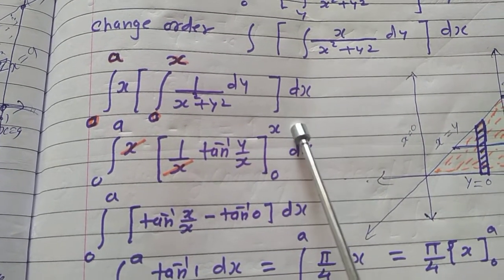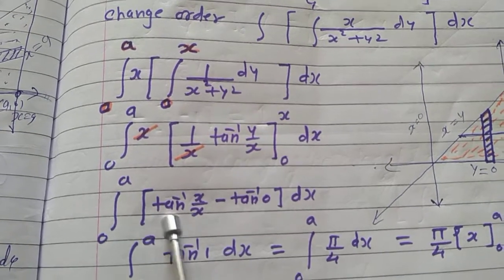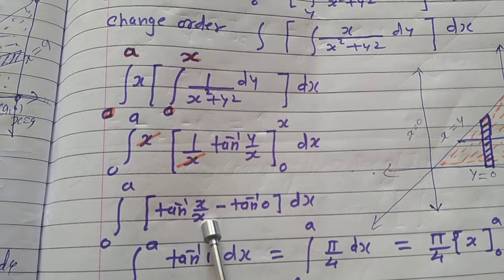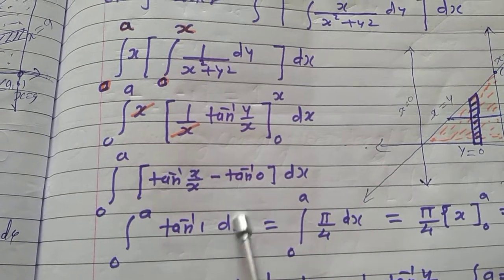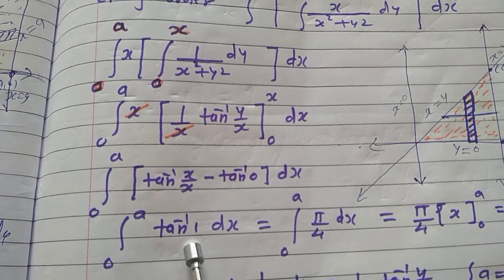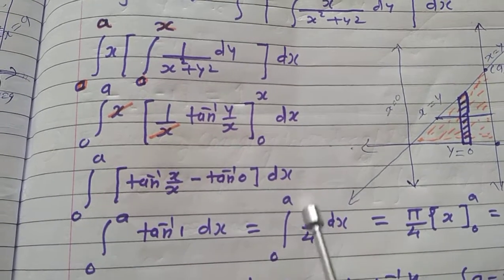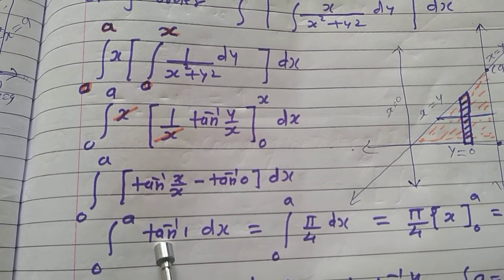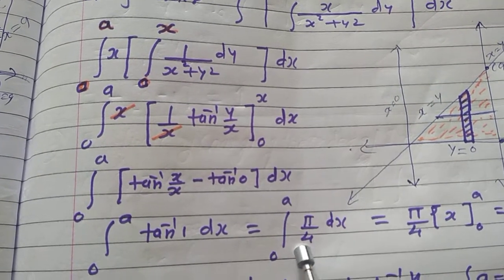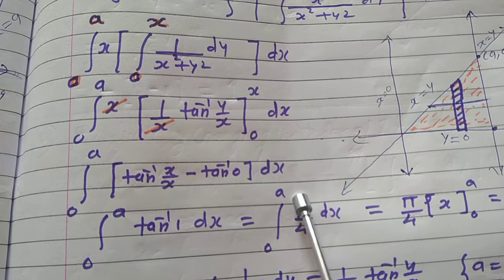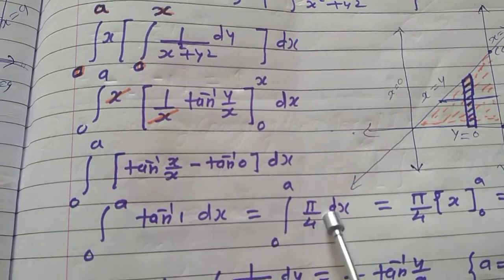Now put y is equal to x and y is equal to 0. So you will get tan inverse x upon x, which means 1, minus tan inverse 0. So this is tan inverse 1, because tan inverse 0 is 0. So the answer of tan inverse 1 is pi by 4. Which angle has tan equal to 1? That is pi by 4. Always write your answer in terms of radians. Don't write in terms of degrees. So tan inverse of 1 is equal to pi by 4.